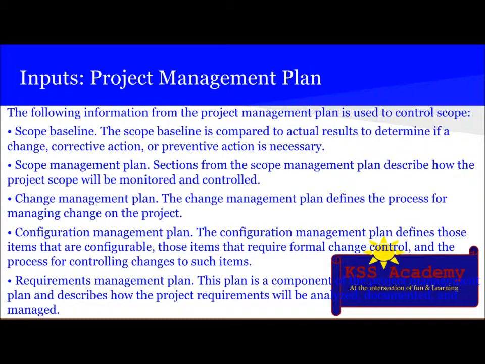The second thing is scope management plan. Section of the scope management plan describes how the project scope will be monitored and controlled. Then change management plan. The change management plan defines the process for managing change on the project. Then is the configuration management plan, which defines those items that are configurable, those items that require formal change control, and the process for controlling changes to such items.